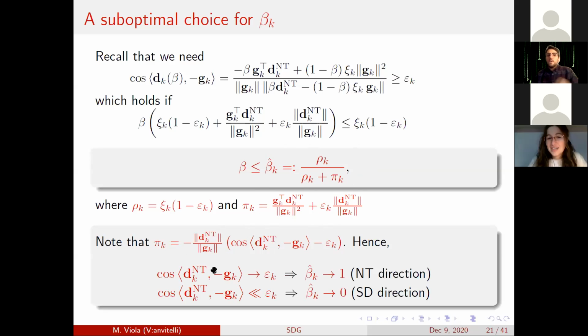And so if this value of the cosine is close to epsilon, then the Newton type direction is good, and beta hat tends to 1. So we can take a Newton type direction. Otherwise, if it's very small or close to -1, this goes to 0, and we are forced to take the steepest descent direction. So everything is very automatic.